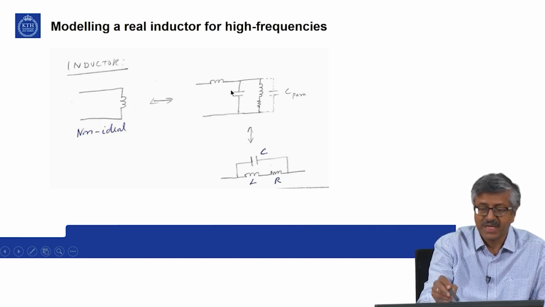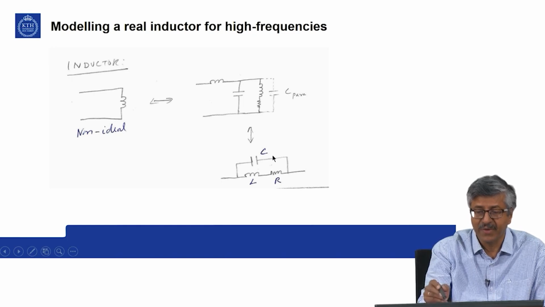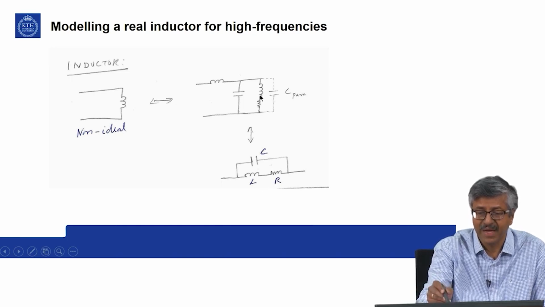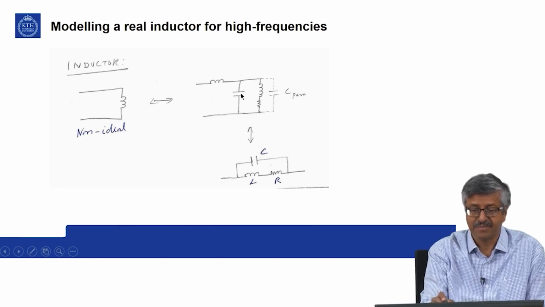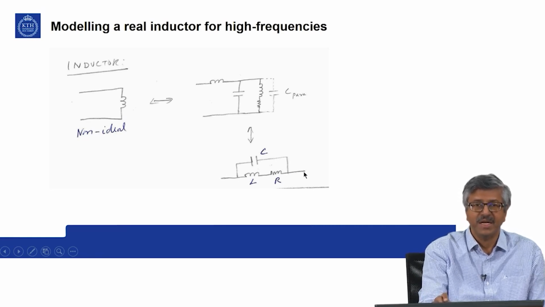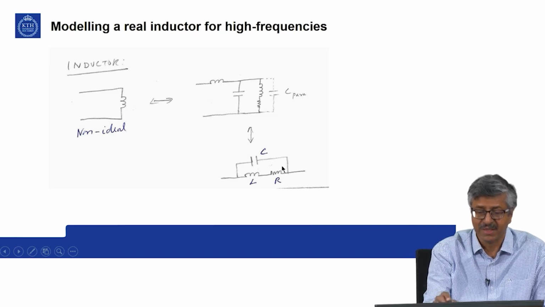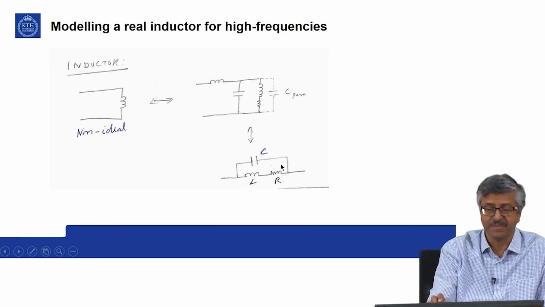So, many of these things can be combined together, and essentially you have an L and R in parallel with a capacitance C. So, this is the minimum high frequency model of an inductor. Depending upon the applications, one can have even more complicated models, but usually this would be sufficient.